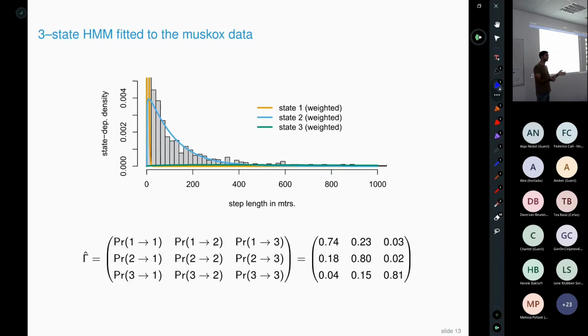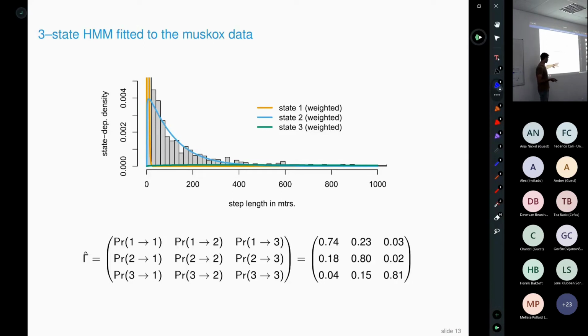So we estimate the probability of switching from 1 to 1, from 2 to 1, from 2 to 3, and so on. That's 9 transition probabilities in total because we have 3 states, 3 times 3. And then we summarize this in the so-called transition probability matrix. If you know Markov chains, you will know this. If not, it's still, I think, fairly intuitive.